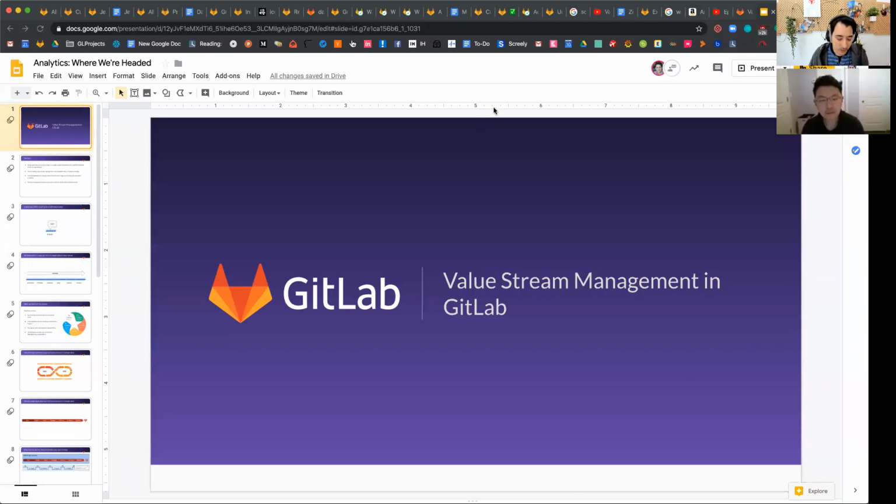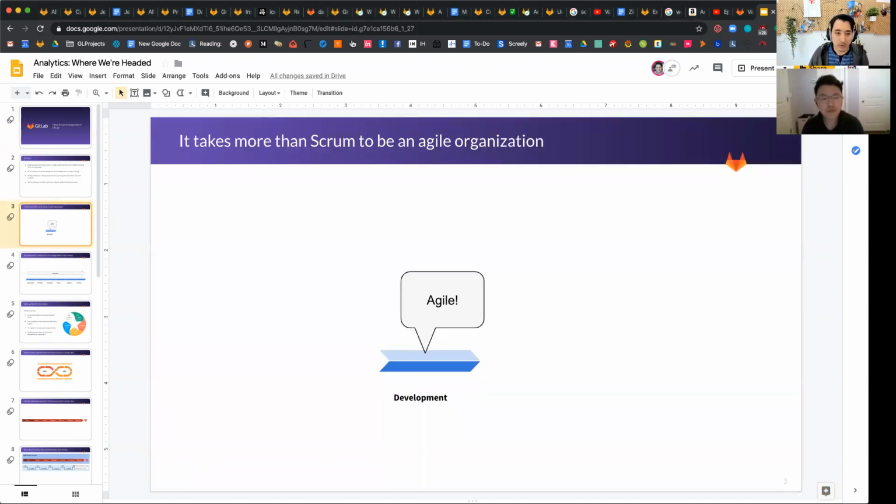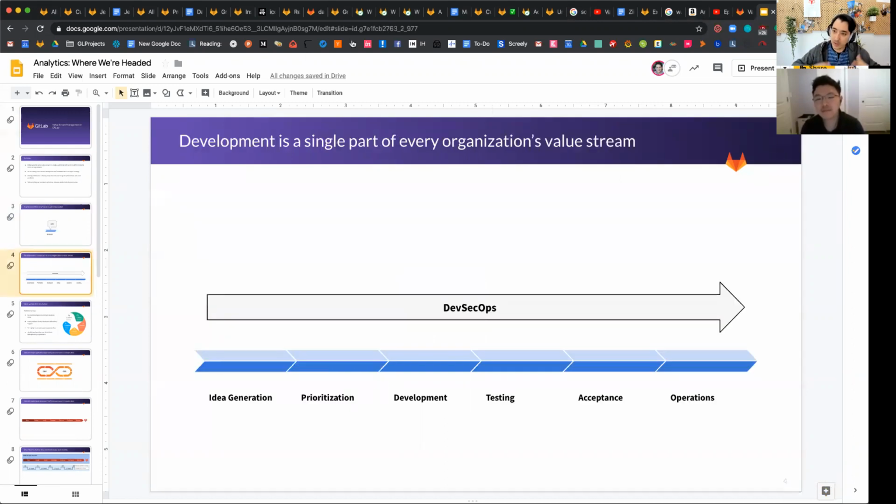So the audience for this deck is basically someone who is unfamiliar with our direction for analytics and wants to understand our perspective and our strategy. And in my perspective, it takes more than just doing Scrum in one place to call yourself an agile enterprise, right? You have an organization that's like, oh, we're so agile because we're doing Scrum. And the real picture is that no matter what organization you're in, it takes more than just doing Scrum in one part of the value stream to call yourself an agile organization.